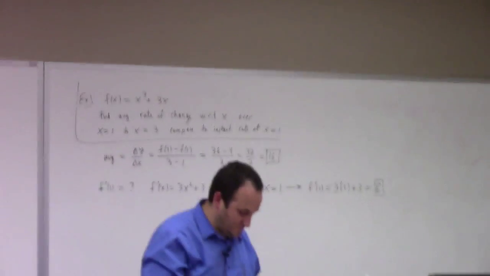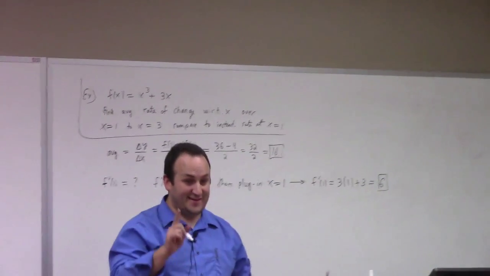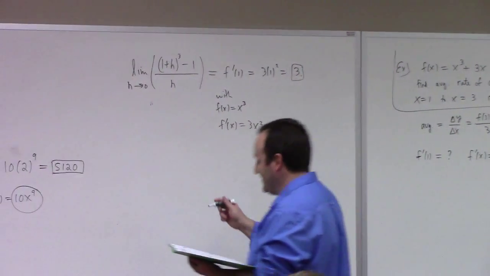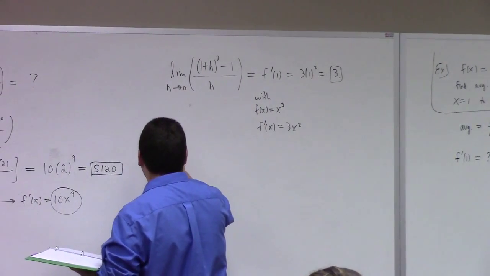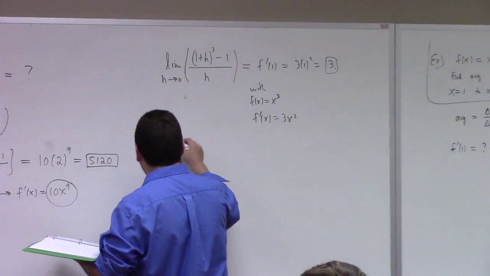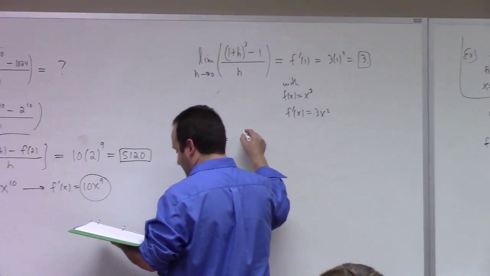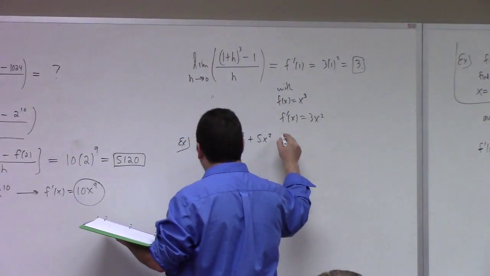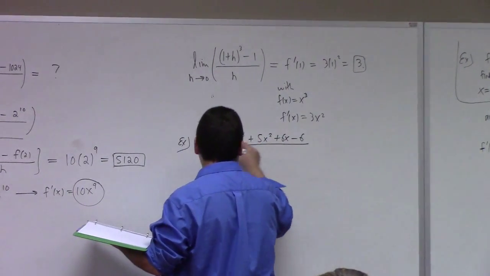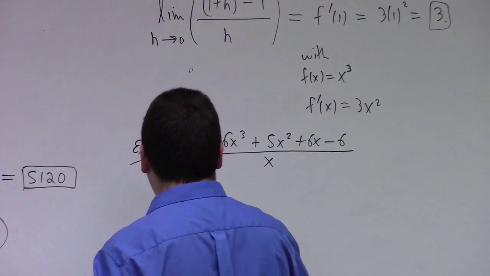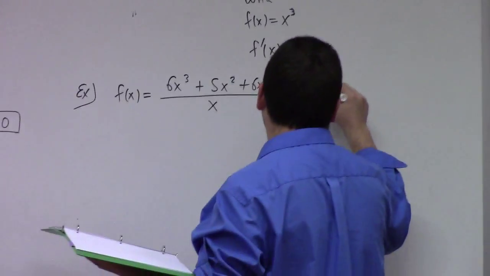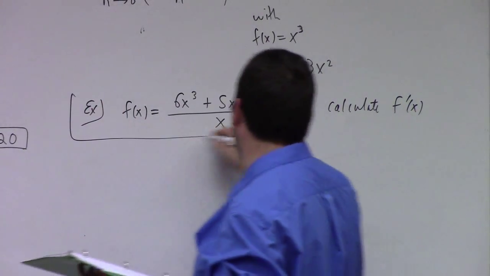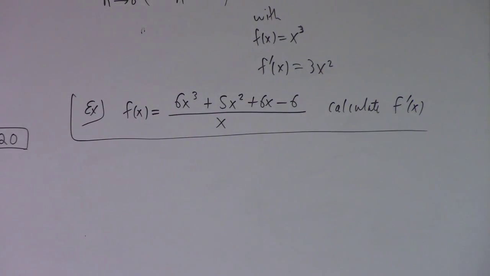Let's see here. Ah, yes, this one is an example of where not to use the quotient rule. Because now you know the quotient rule, you're tempted to use it here, but really there's an easier way. We have 6x cubed plus 5x squared plus 6x minus 6, all divided by x, and we're supposed to calculate f prime of x. Calculate the derivative. Number 4 of homework for you.